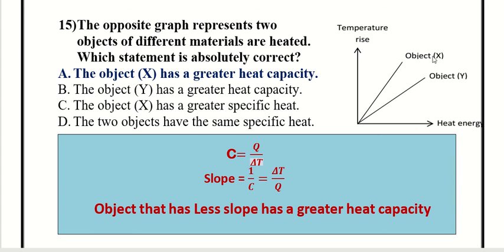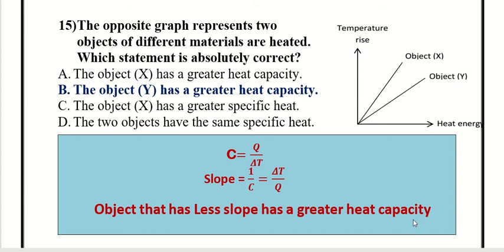So object X and object Y. Object X has a larger slope than Y. So the object that has the smaller slope, which is Y, will have a greater heat capacity, as object Y has a lesser slope than X. So by this, I changed my answer from X to Y.